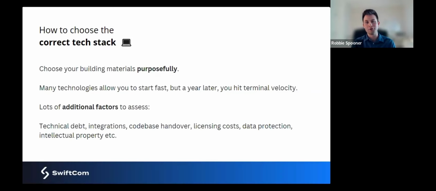Many technologies allow you to start really quickly, but within that first year or two, you hit terminal velocity and realize you're now tied into this thing that probably wasn't the best building materials to begin with. So there are always lots of factors to assess.